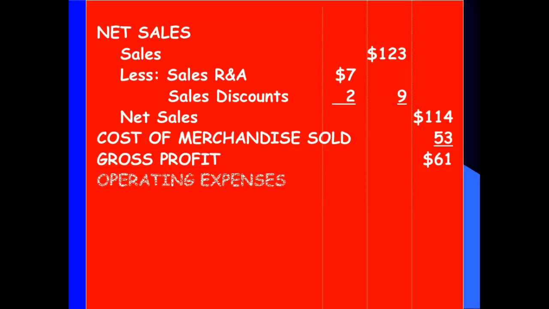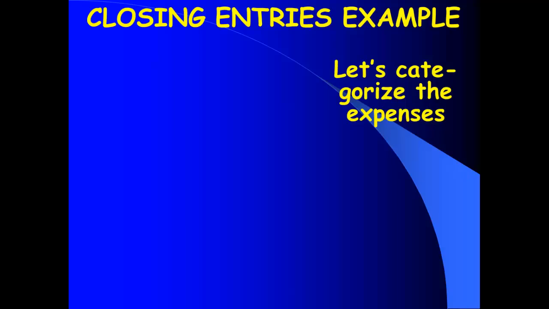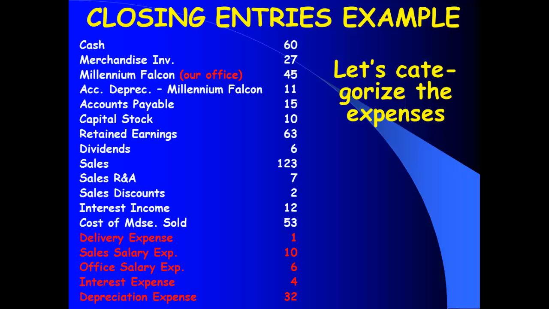From that, we need to subtract my operating expenses. We need to first divide them into selling and administrative expenses. So let's go back to our example with the closing entries. I want us to look at each expense listed and decide, is it selling, is it administrative, or is it an other expense? Delivery expense, is it selling, administrative, or other? Selling, relates to selling the product, very good.